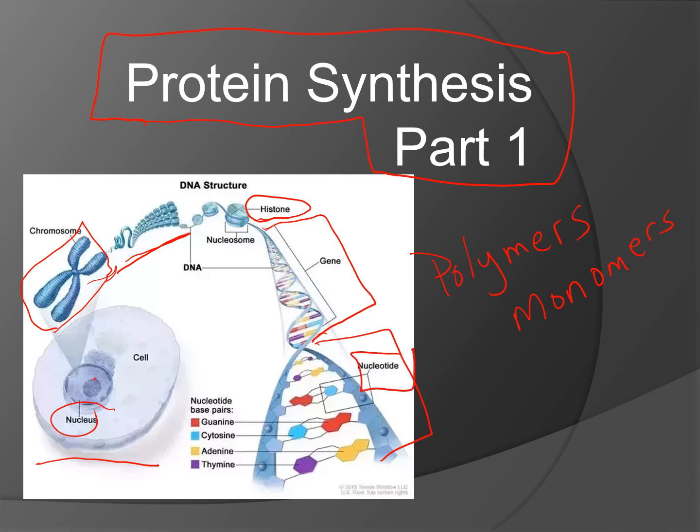So we're going to talk first a little bit more specifically about the structure of DNA, and then we'll talk about how it's used to make proteins and what happens when there is a mutation in the DNA and you don't make the protein correctly. So that's what we'll be talking about in this section.